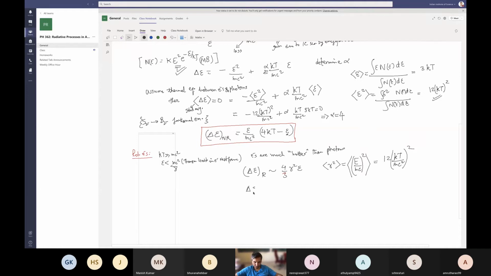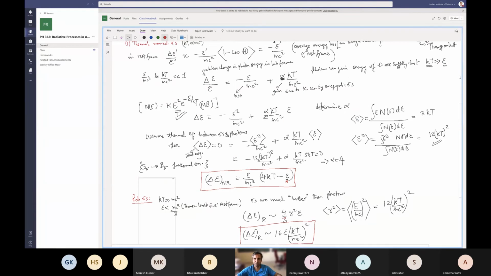So delta epsilon relativistic is about 4/3 times 12, which is 16, epsilon, kT by mc squared, the whole square. So this is the relativistic expression. Recall, in this case, we don't consider this second term, because we are already assuming that photon energy is much smaller than the particle energy. So this is delta epsilon by epsilon that we were after, right?